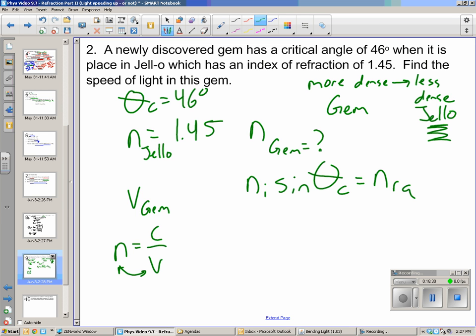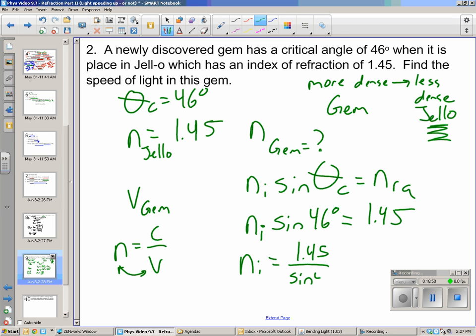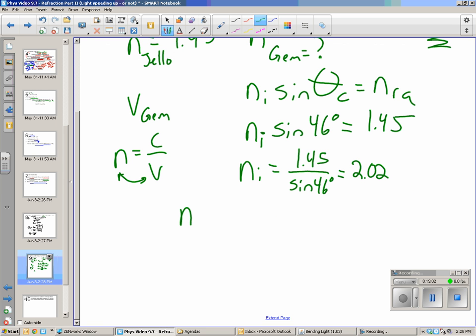So here's what I get. NI is the N for the gem times the sine of the critical angle equals 1.45. Okay, so solve it. Divide both sides by the sine of 46. And it gives you 2.02. Okay, so that number there represents N for our gem.